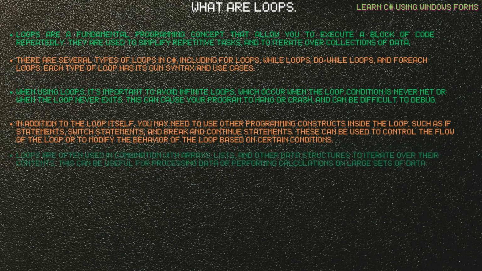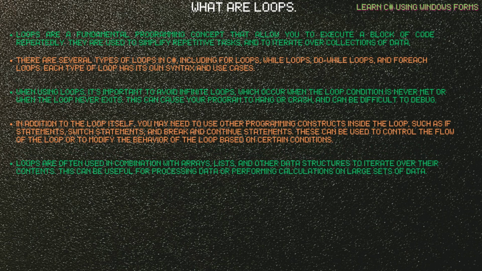These can be used to control the flow of the loop or to modify the behavior of the loop based on certain conditions. Loops are often used in combination with arrays, lists, and other data structures to iterate over their contents. This can be useful for processing data or performing calculations on large sets of data.